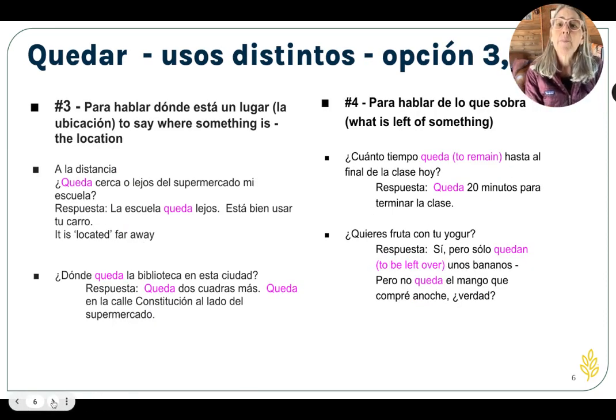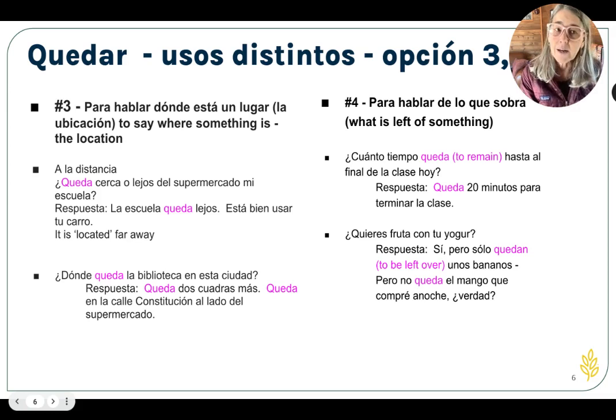Número 3. Para hablar dónde está un lugar. So la ubicación. Ubicación is to locate in español. So a la distancia. So here's an example. Here's a question. ¿Queda cerca o lejos del supermercado mi escuela? The subject is the school. So is it located close or far from the supermarket? So the respuesta: la escuela queda lejos.